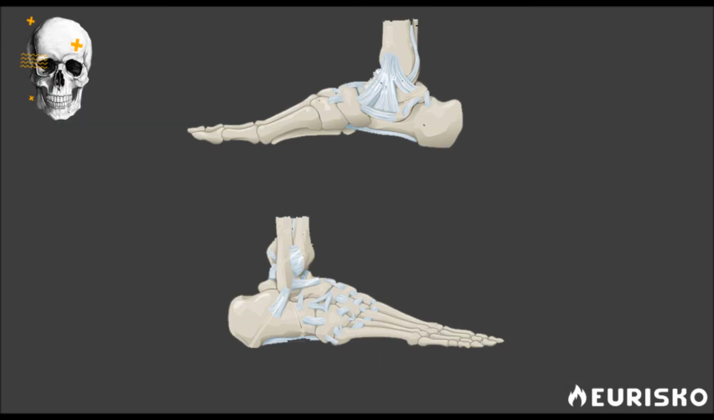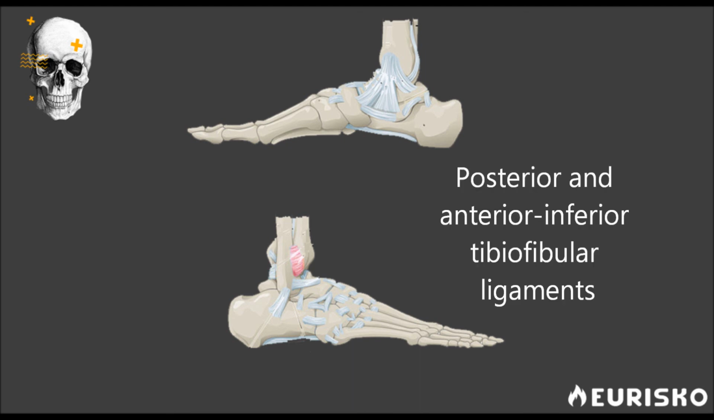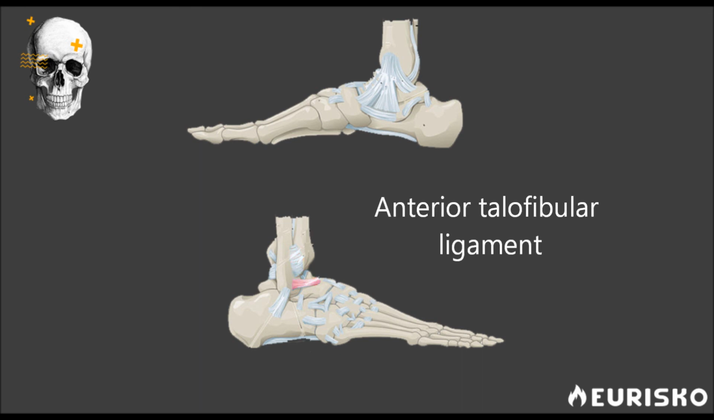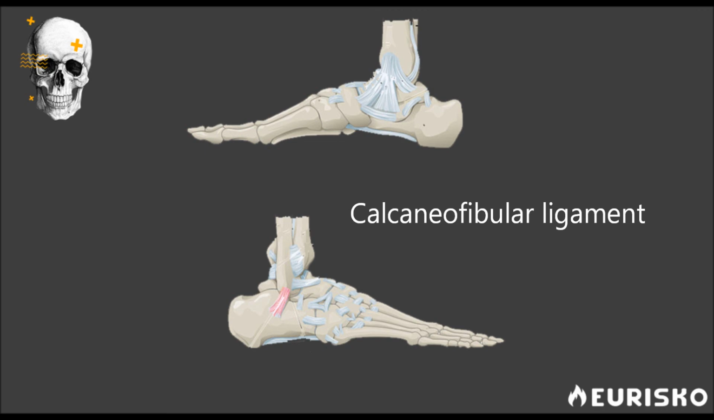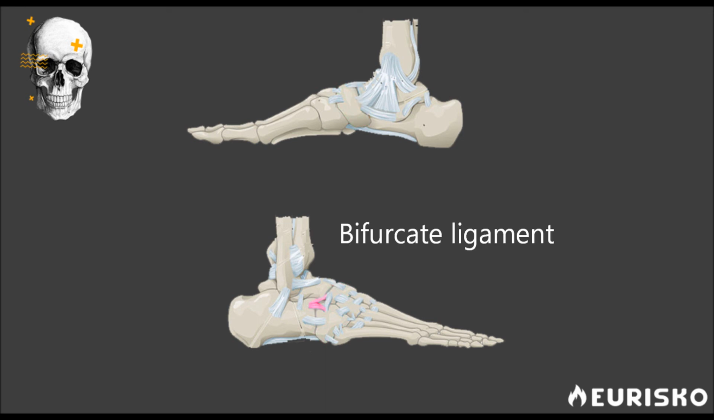Ligaments of talocrural joint: deltoid ligament on the medial side, posterior and anterior inferior tibiofibular ligaments on the lateral side. There are also anterior talofibular ligament and calcaneofibular ligament on the same side. Joint between the talus and calcaneus on the one side and navicular with the cuboid on another side is called mid-tarsal or Chopart's joint. The joint line goes here, and the bifurcate ligament is a key to this joint.